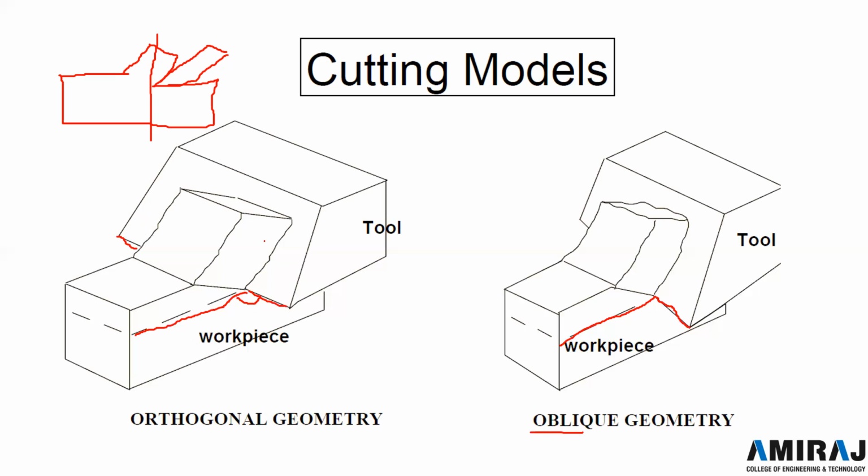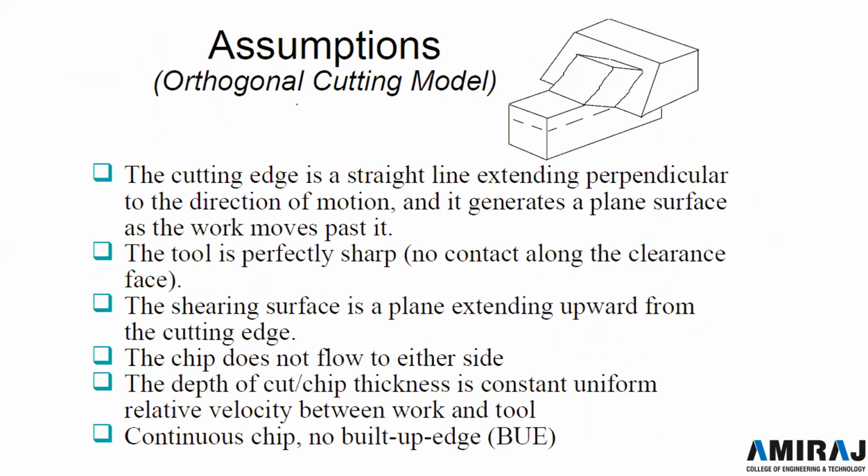Here you can see the chip thickness is uniform, okay, but there the chip thickness will be varying, so the cutting force required in oblique cutting will be reduced, okay. So the shearing action will be taking place over here. At a time a certain portion of the tool will be coming in contact with the workpiece, and in orthogonal cutting the chip thickness will be the same, okay. So there are certain assumptions in the orthogonal cutting model.